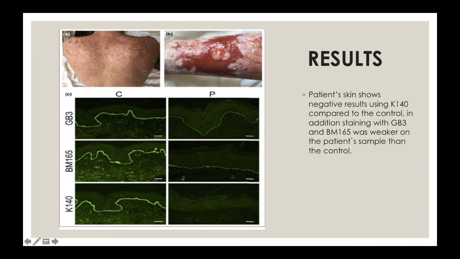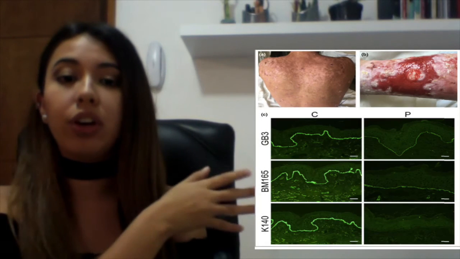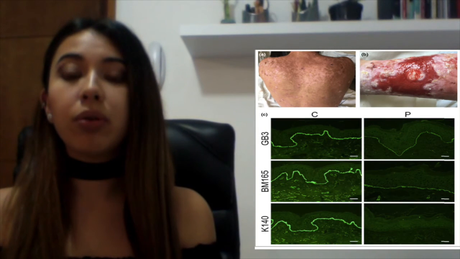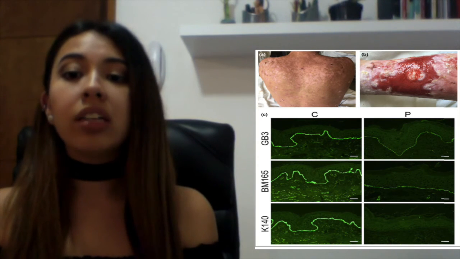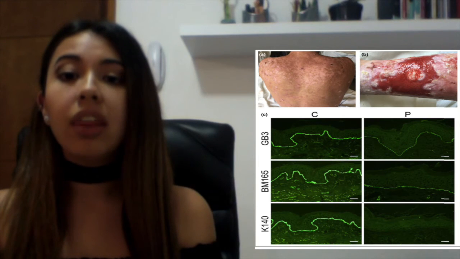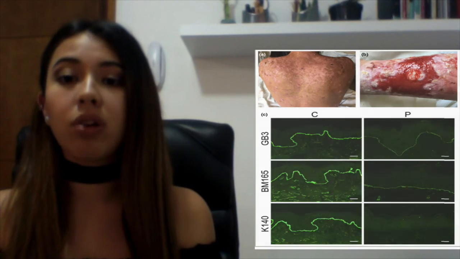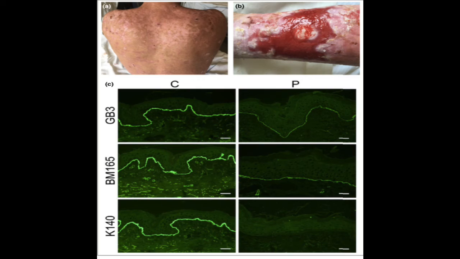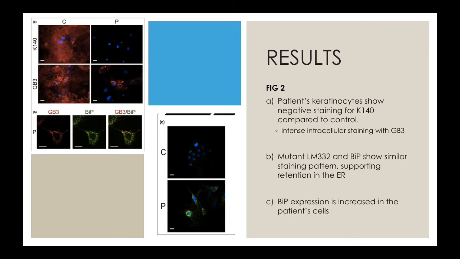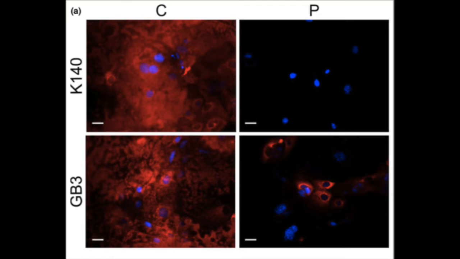Results. So the result number 1 is this immunofluorescence image over here, where we see that using monoclonal antibodies BM165 and GB3, we get weaker staining in the patient's skin compared to the control, while the staining was negative using K140.